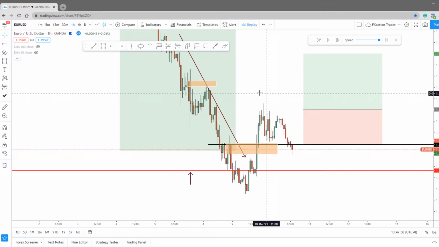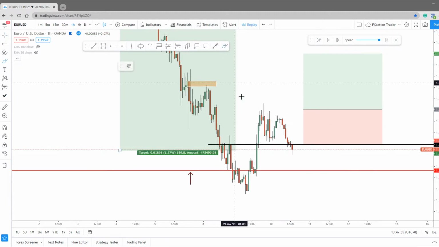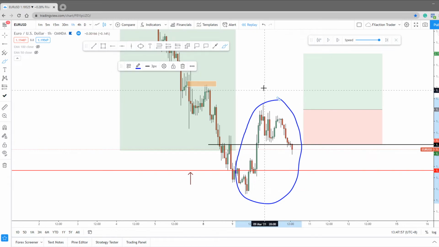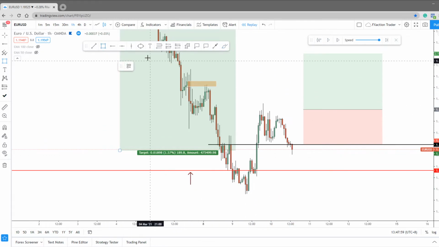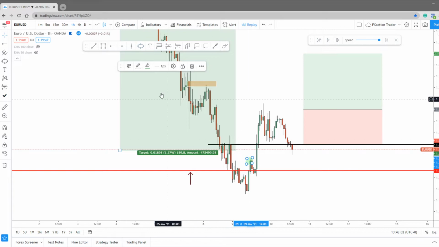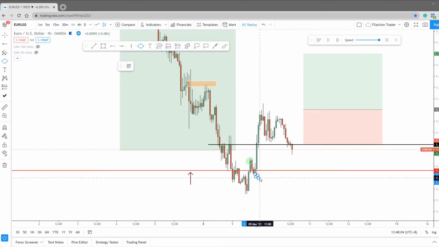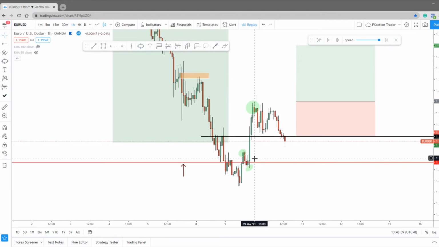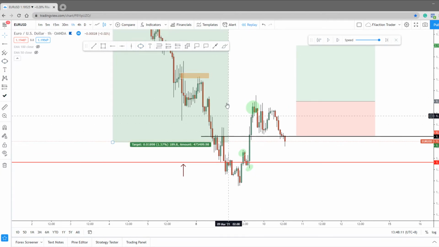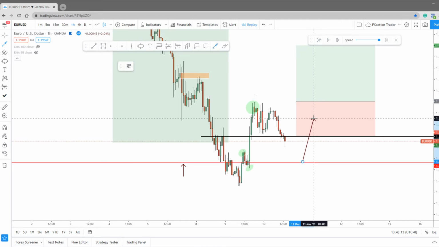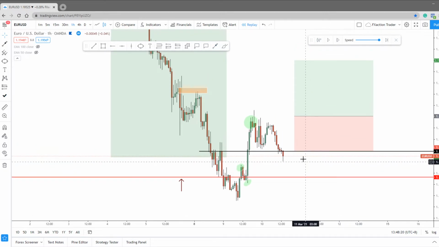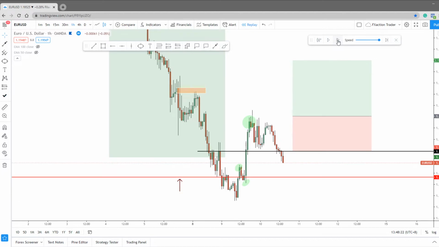So let us have a look at the most recent market structure. If we focus here, market has created a new high, a new higher low, and a new high. Meaning that if this higher low level is not broken, market is more likely to move upwards instead of downwards. So we are going to look for a buy signal here. So let us have a look.